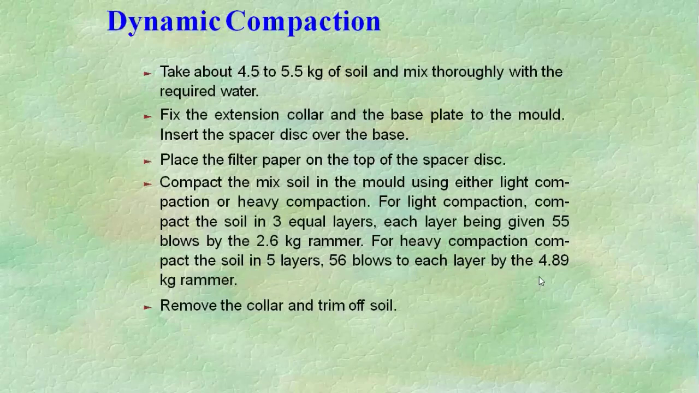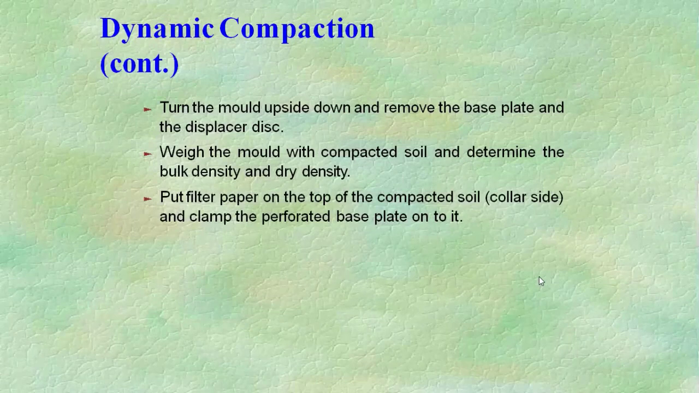Then remove the collar and trim off the soil. Then turn the mold upside down and remove the base plate and the displacer disc. Then weigh the mold with the compacted soil and determine the bulk density and dry density. Put the filter paper on the top of the compacted soil and clamp the perforated base plate on it.